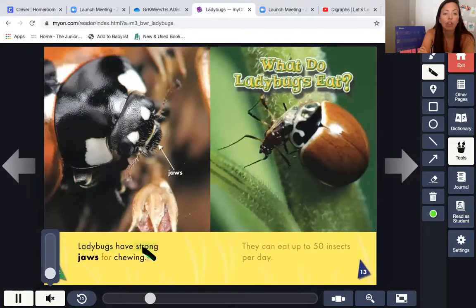Ladybugs have strong jaws for chewing. So there's a diagram pointing to its jaw, its mouth that helps it chew. All right, this next section is called What Do Ladybugs Eat? They can eat up to 50 insects per day.